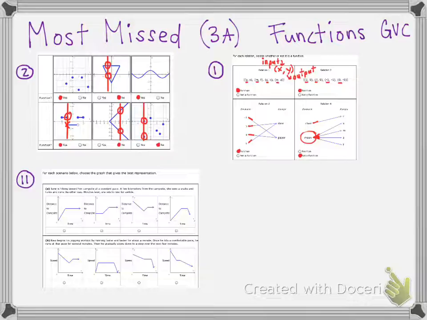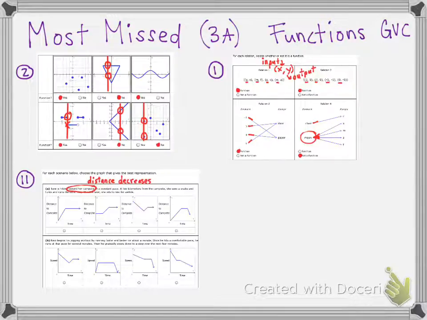The last one, number 11, we want to identify which graph matches the story. Well, we have to find places where our graph should be increasing, decreasing, or staying constant or the same. So let's go through the story one part at a time. First, we can see that Jane is hiking towards her campsite as we keep track of the distance to the campsite. Well, as she's getting towards her campsite, that means closer, so the distance should be decreasing.